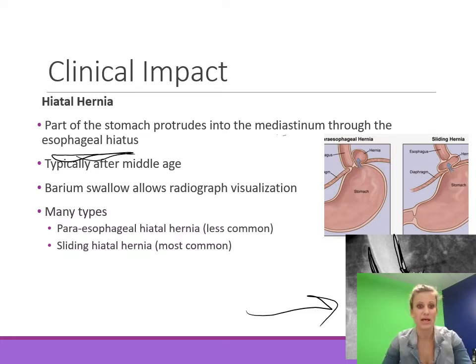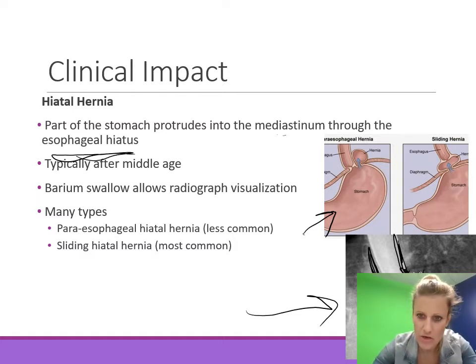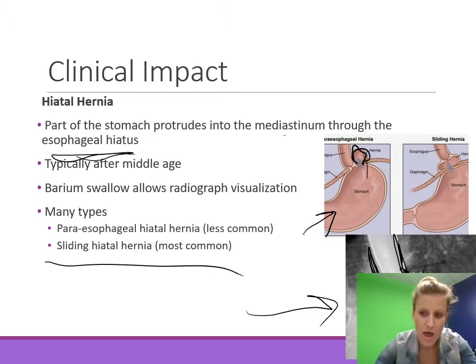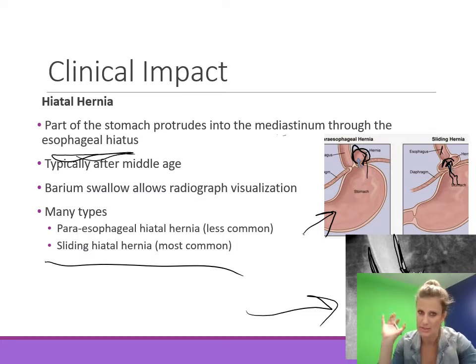There are multiple types of hiatal hernia. Paraesophageal is less common. A paraesophageal hernia we see right here. Paraesophageal, like by the esophagus, next to the esophagus. Here you see part of the stomach has protruded up and it's next to the esophagus. So it's herniated, it's up in the wrong spot, but part of the stomach is next to the esophagus. The most common type is a sliding hiatal hernia, and that's when everything just slides straight up. So the esophagus is up, and part of the stomach just pushes straight up underneath the esophagus as opposed to next to the esophagus.